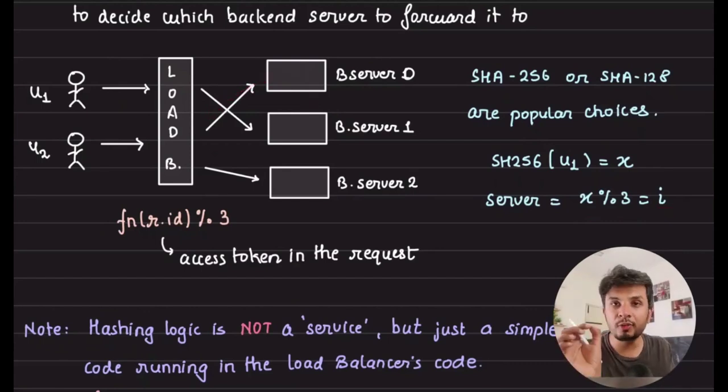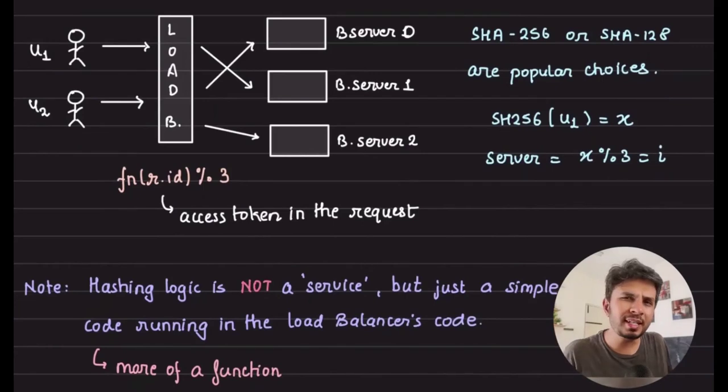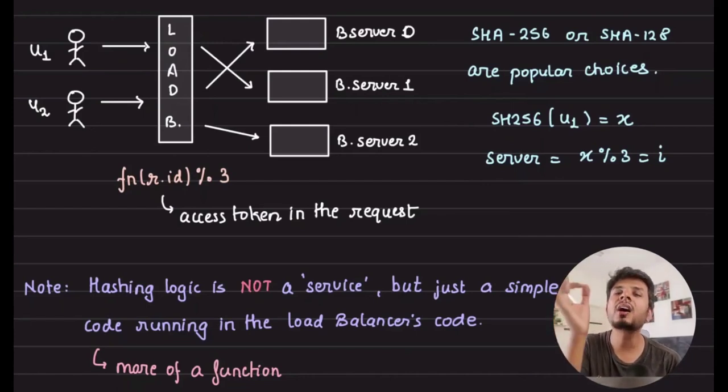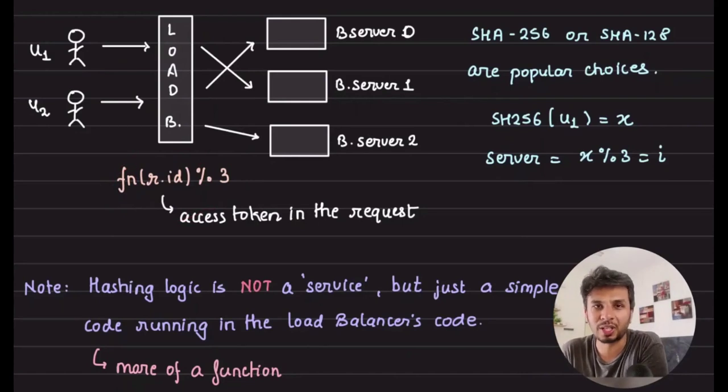Right? Now if you look carefully, this logic is very simple. Do you need a service for that? No. It's just a hash function. So when a request comes in to the load balancer, it extracts the user information out of it, passes it to the hash function, gets the value, does the mod, and forwards the request. It's not a service. It's a function, a simple function, not a service, right? So your hashing logic is just a function that you're invoking, correct?